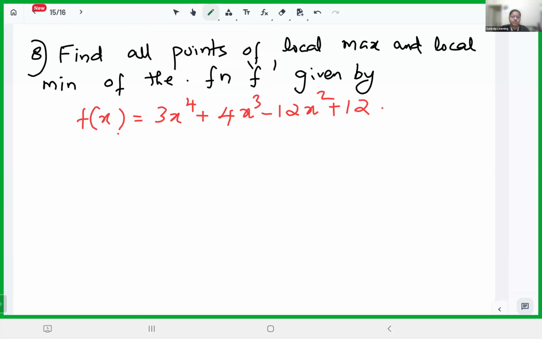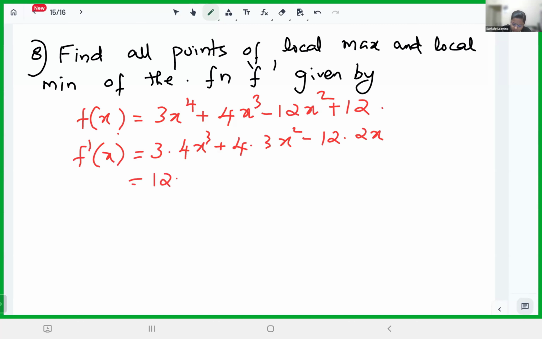So this is our function f of x, that is 3x power 4 plus 4x cube minus 12x square plus 12. You have to find out all the points of local maxima and the points of local minima of this given function. So how will you do that? First you need f dash of x, right? f dash of x is equal to 3 into 4x cube plus 4 into 3x square minus 12 into 2x plus 0. So that is 12x cube plus 12x square minus 24x. This is our function f dash of x.